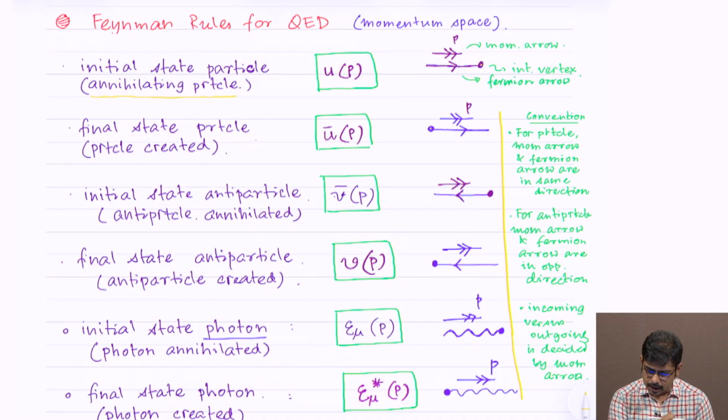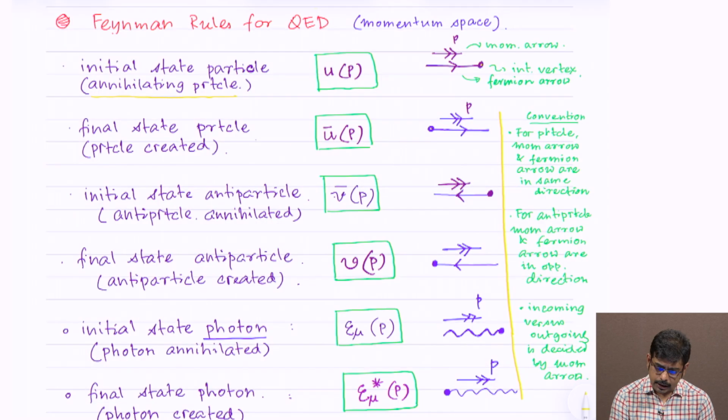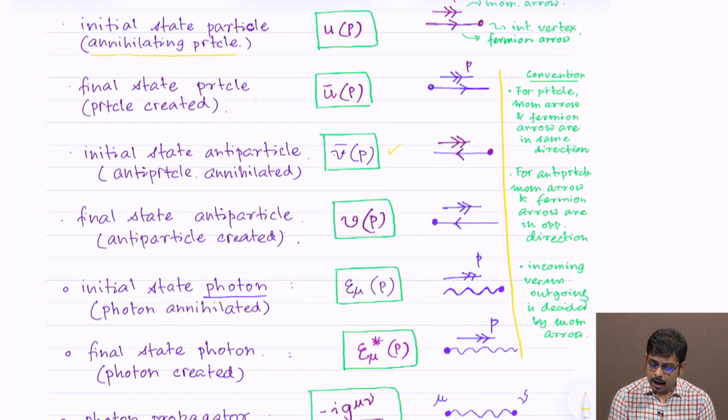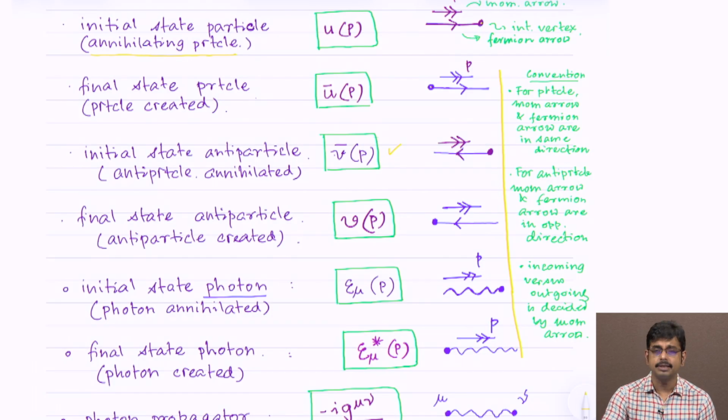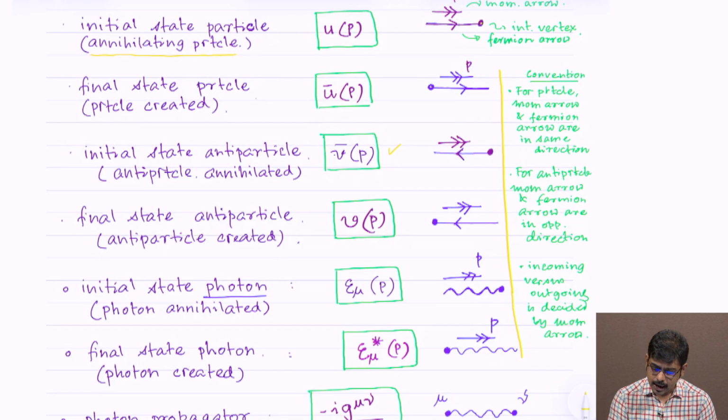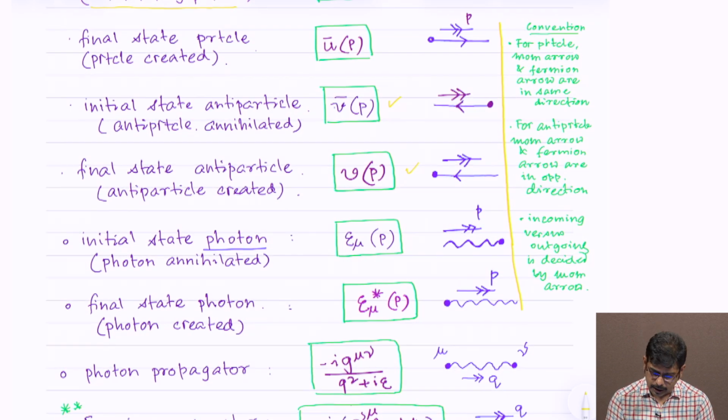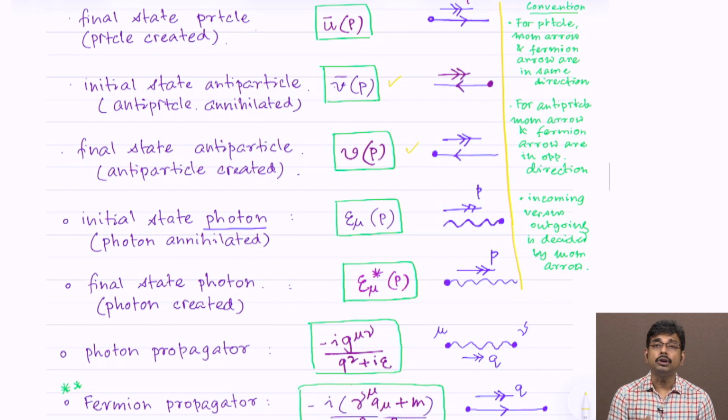For an initial state antiparticle, or annihilating antiparticle, the momentum flows towards the vertex, but the spin or fermion flow is out of it, and this is denoted by v bar of p. Similarly, for a final state antiparticle, the momentum flows out of the vertex but the fermion flow is towards the vertex, so this is given by v of p. These are the spinors that we have already defined while solving the Dirac equation. And then we have photons.